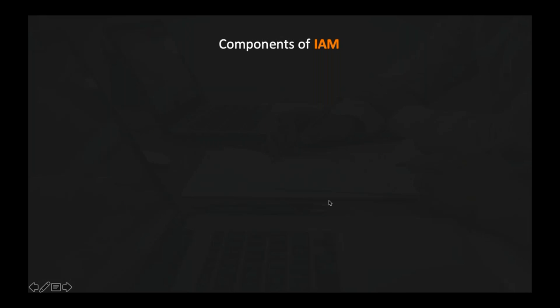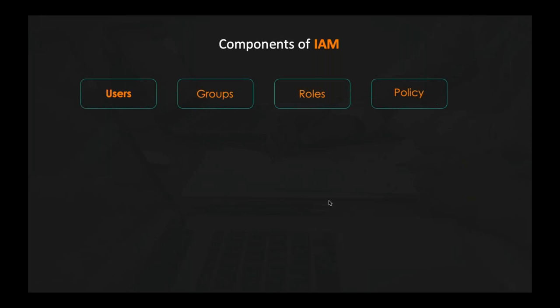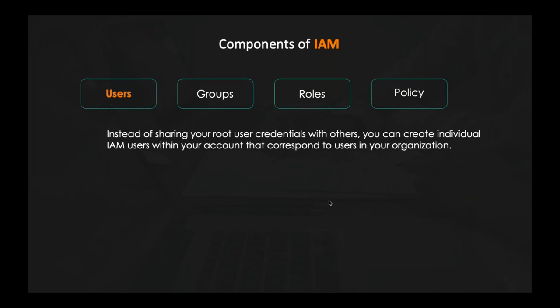Okay. So here comes the most important part of the IAM service, that is the components of IAM. There are four components: users, groups, roles, and policy. A user is something that, instead of sharing your root credentials, that is the first-time login email ID and password, you can create an IAM user. Using this IAM user, one can log in to the AWS account.